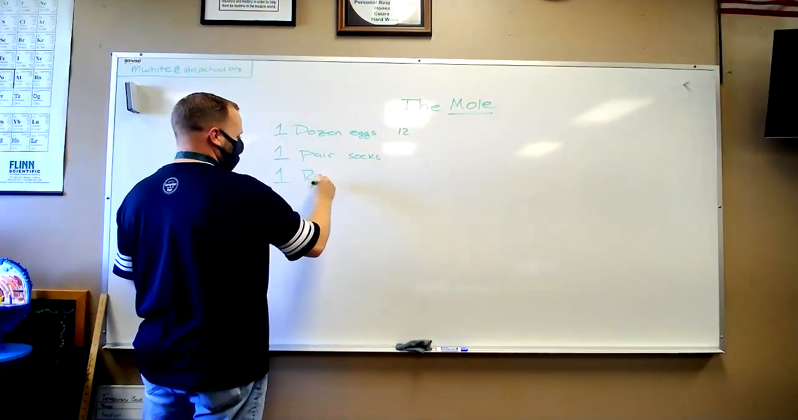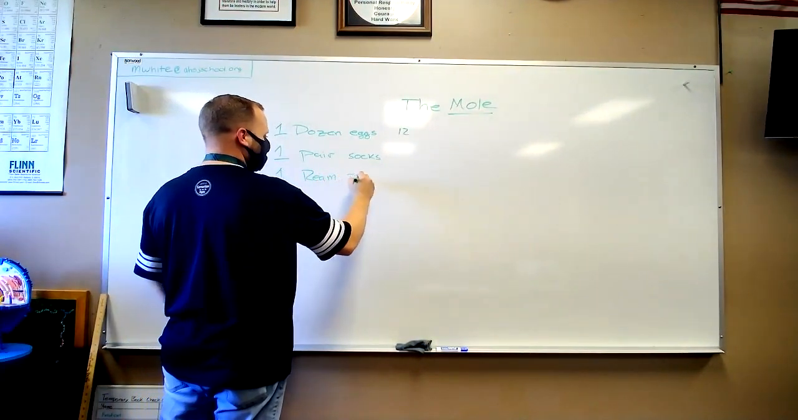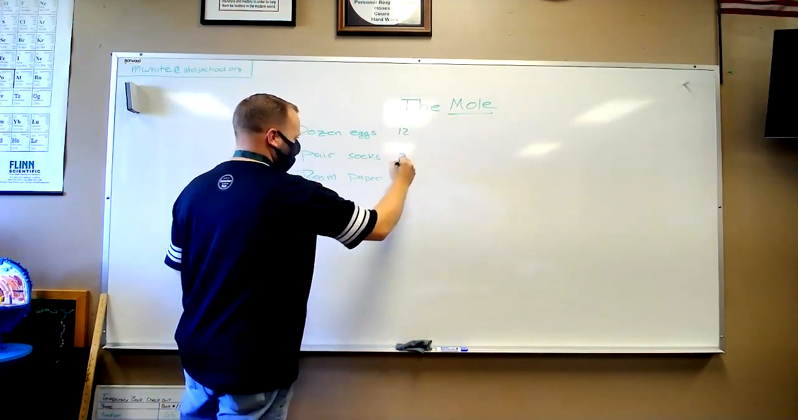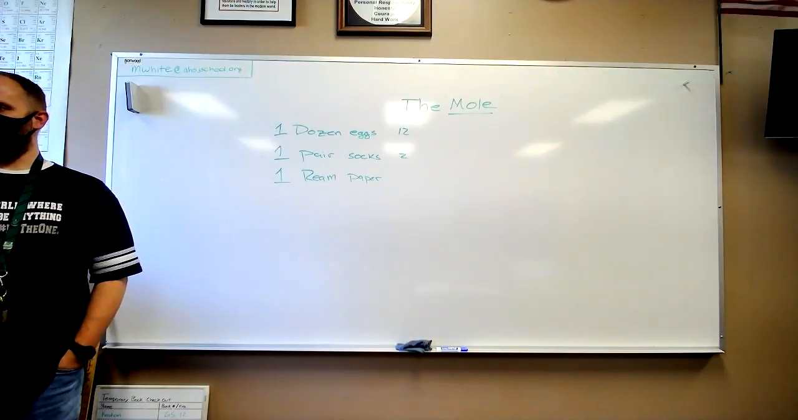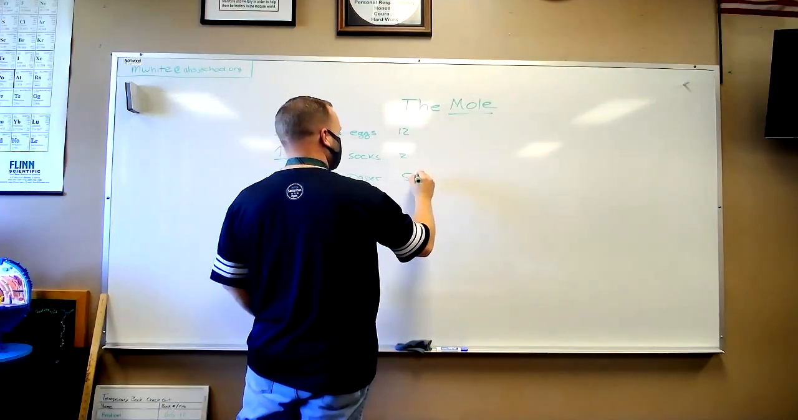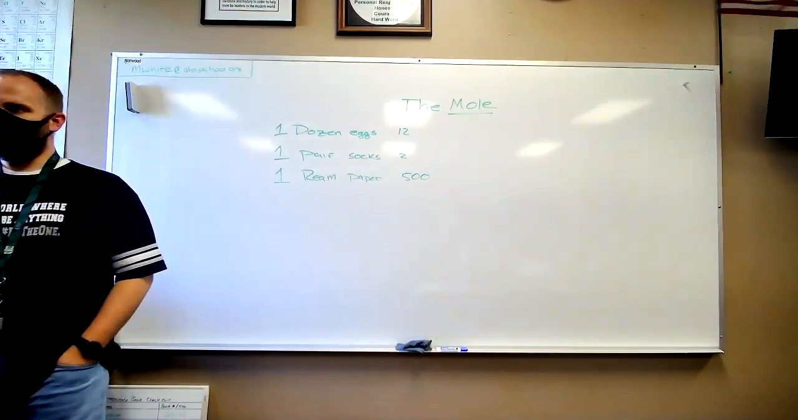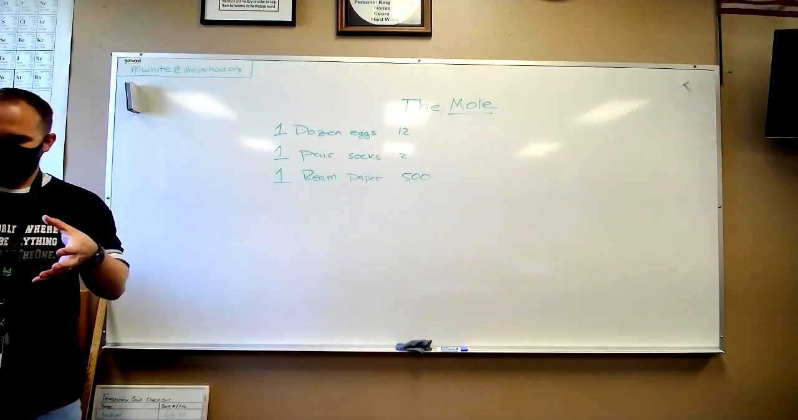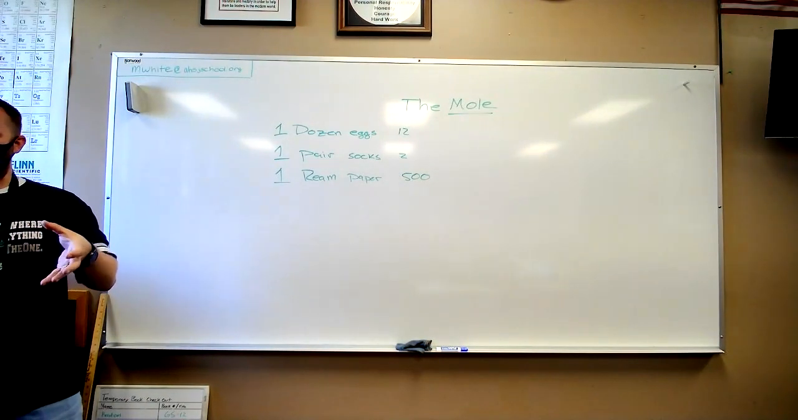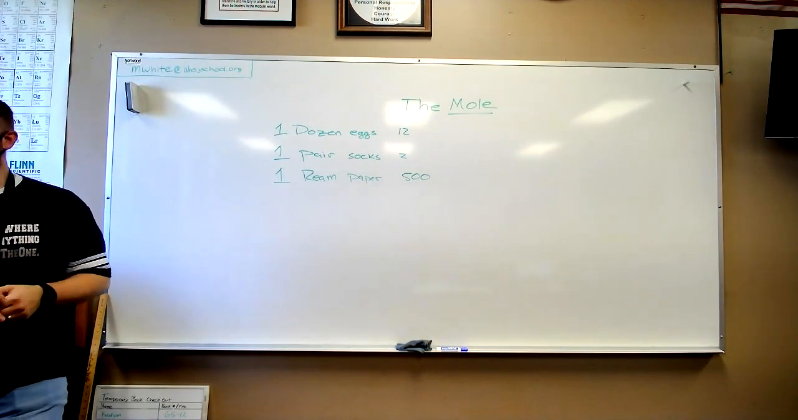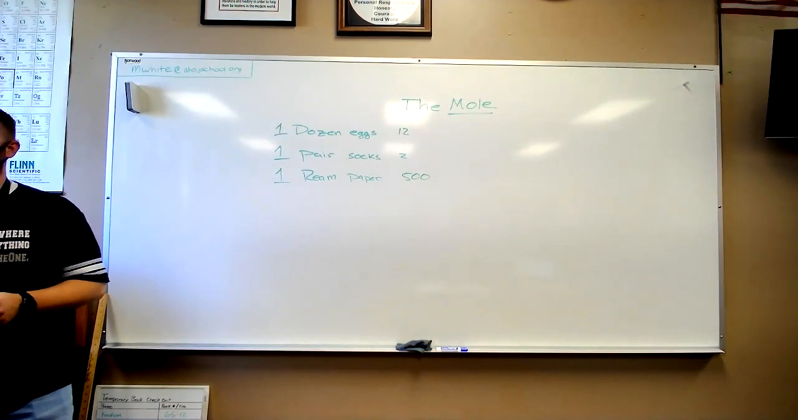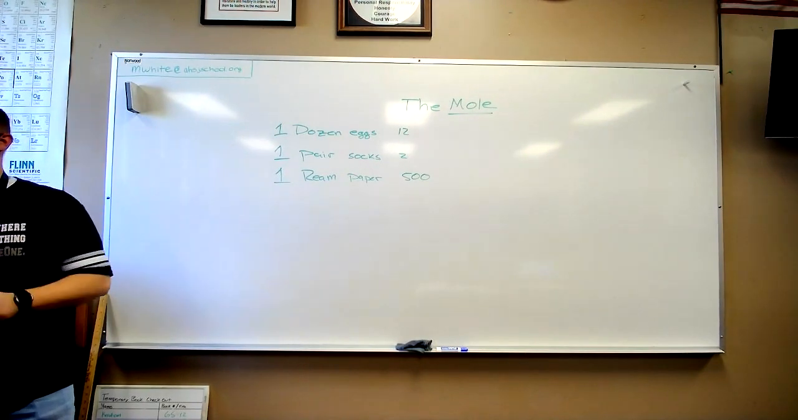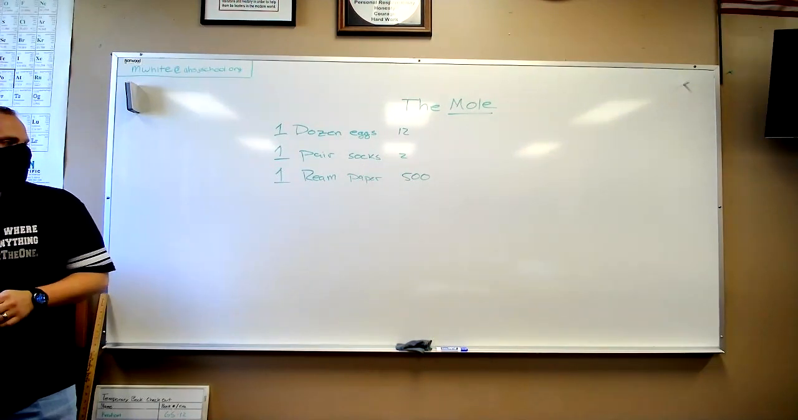This one maybe you're not as familiar with. 1 ream of paper. How many individual sheets of paper are in 1 ream? You know? 500. So if you were to go to the store and buy a package of computer paper, we call that a ream, that has 500 sheets in it. So if you had 3 reams of paper, how many individual sheets do you have? 1,500. Okay. See? You know this. This makes sense to you.